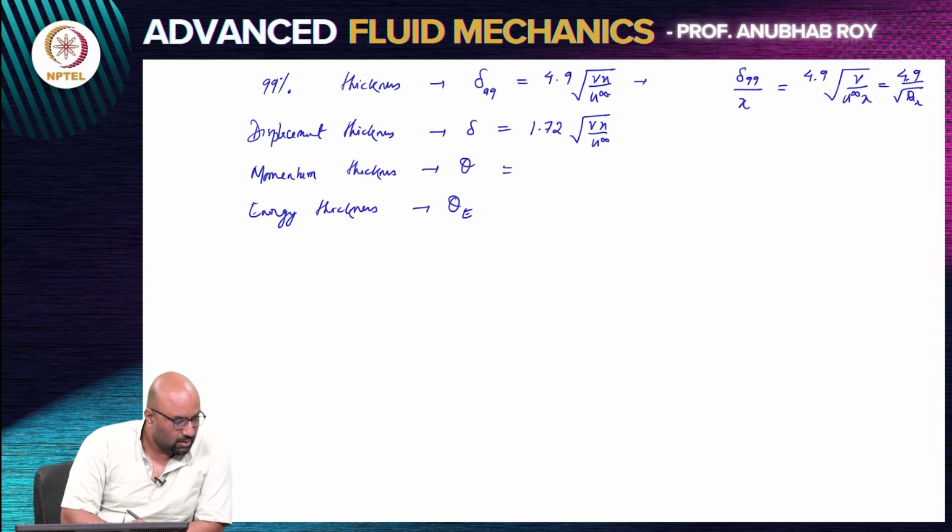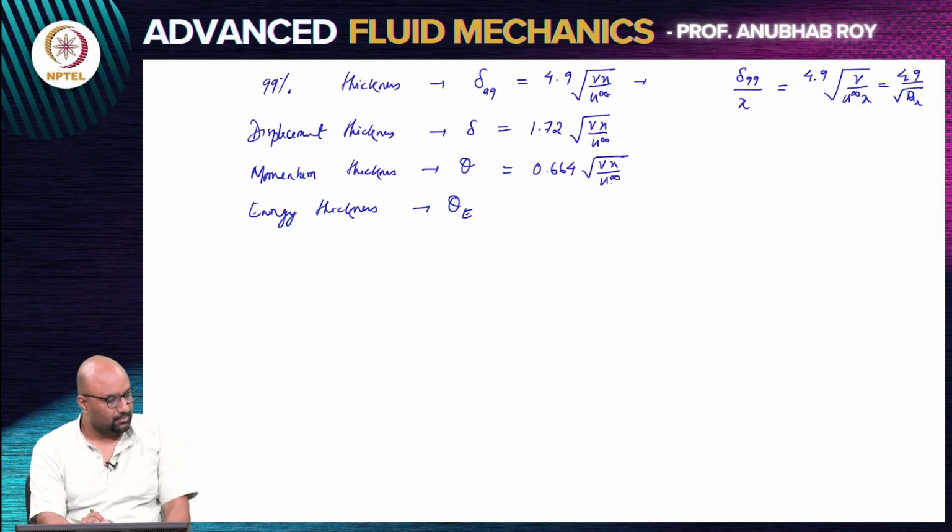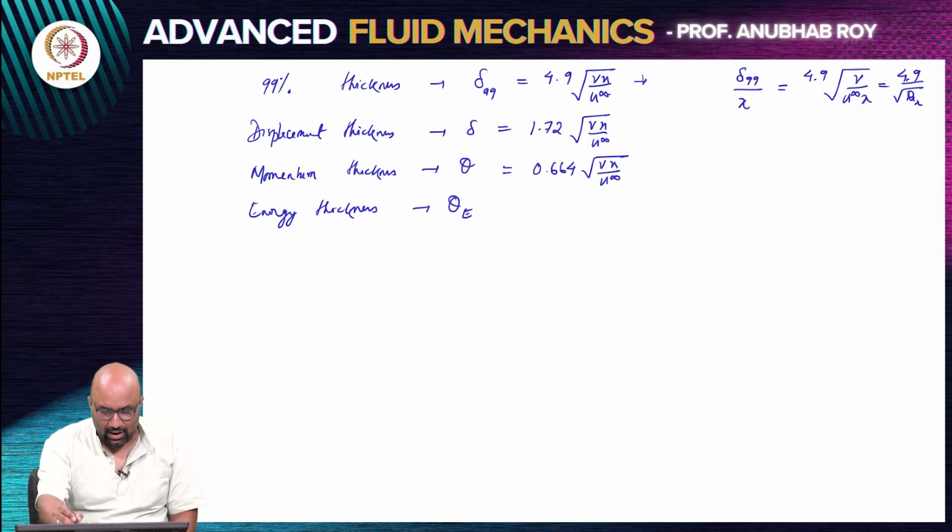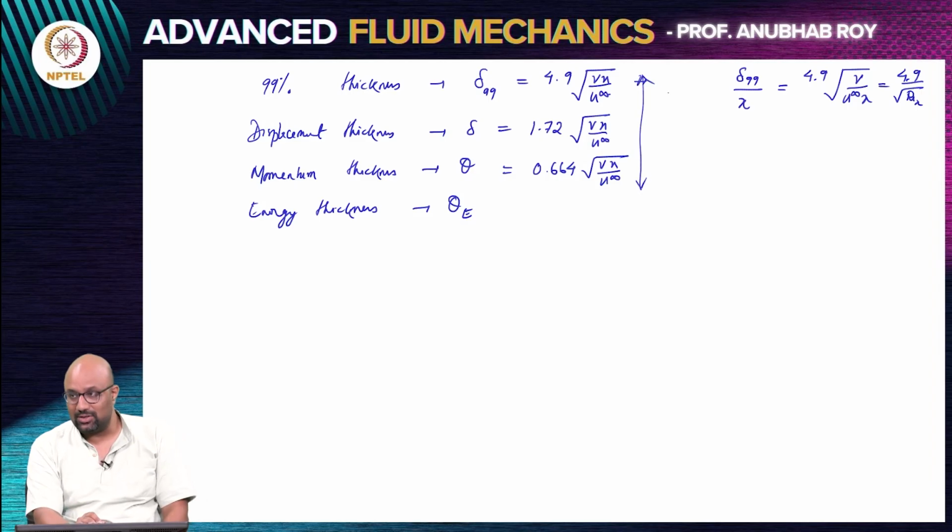Your momentum thickness is around 0.664 square root nu x by u infinity. You can also similarly compute the energy thickness and it will all be in the same range. So, the point being made using this exercise is that there are different measures of boundary layer thickness. How thick is the boundary layer? That thickness is actually within the same range based on what criteria you are using.